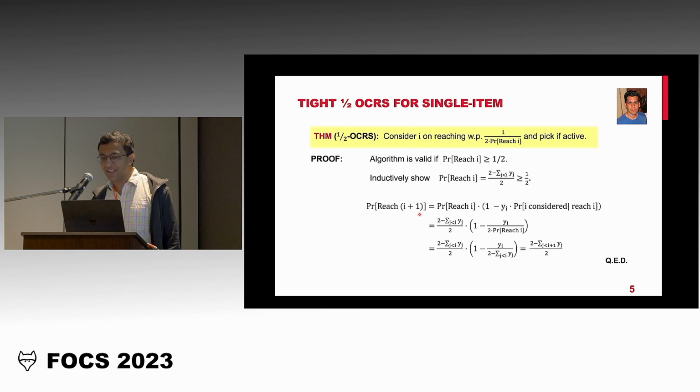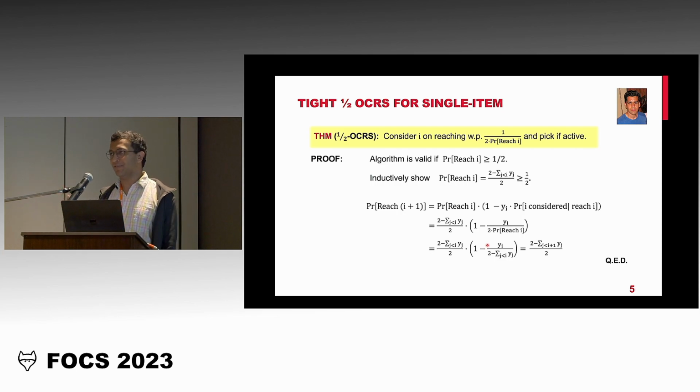Basically I want to prove this expression. The probability of reaching i plus 1 is the probability that you reach i times you don't select the ith one. So that's the chance of reaching i plus 1. And what's the chance of selecting the ith one? It's basically yi if it's active, times the probability that it's considered on reaching this. If you just substitute them, it will easily work out. Again, the exact math is not super important. I just want to illustrate the ideas to you.